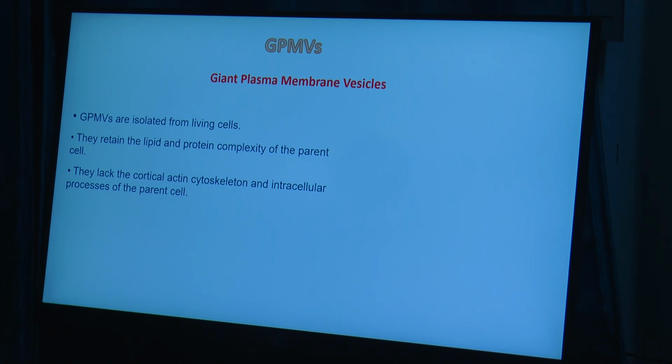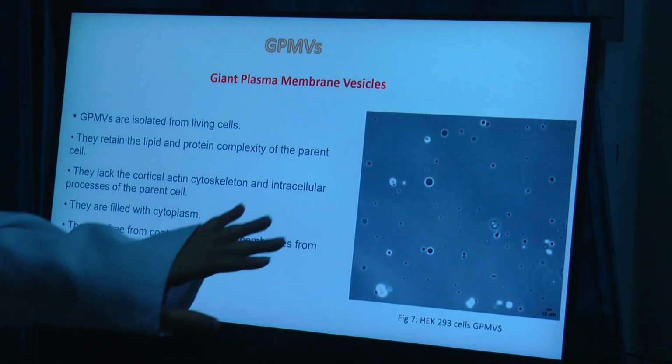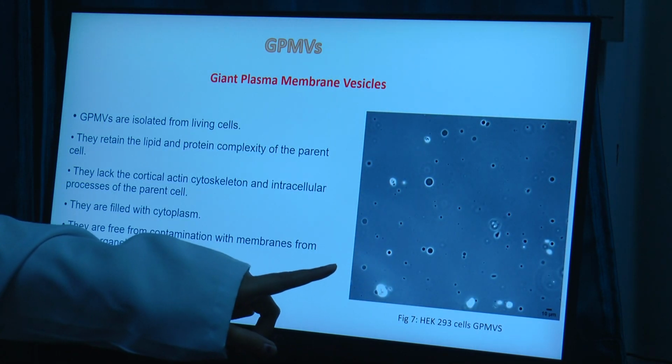Which I think we want, if we want to study only the plasma membrane, so we leave the cytoskeleton and all the other things to the side. And inside they have cytoplasm, so they take the cytoplasm with them. So they are a proper replication of the plasma membrane, as we are just taking plasma membranes out of cells. This is a view in phase contrast.